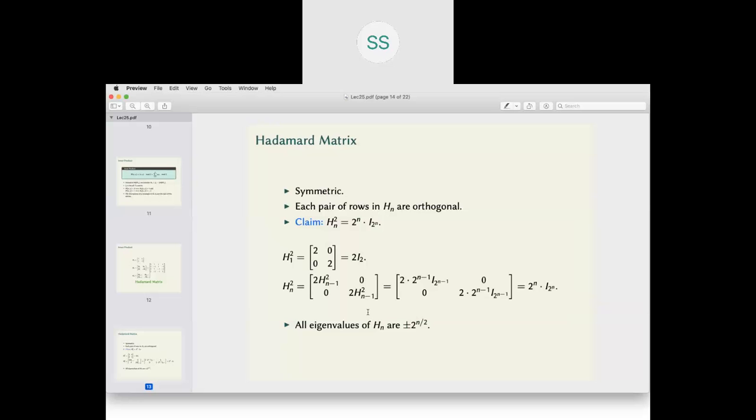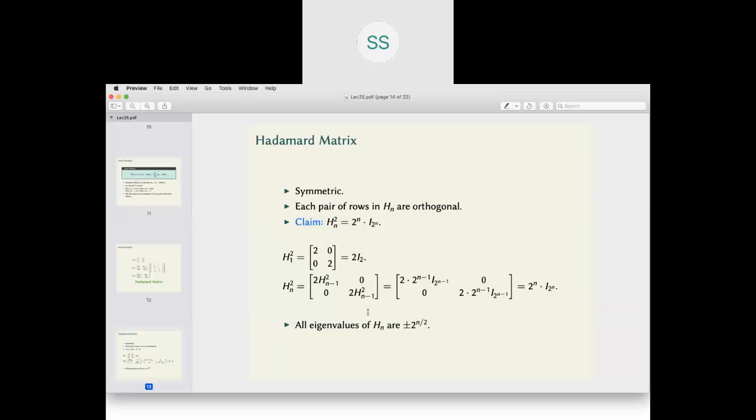The next claim is that if you take the square of Hn, you get 2 power n times the identity matrix. Hn has 2 power n rows and 2 power n columns, so Hn square is 2 power n multiplied by the identity matrix of the same dimension. Basically, all the main diagonal entries are 2 power n, and all the off-diagonal entries are 0.